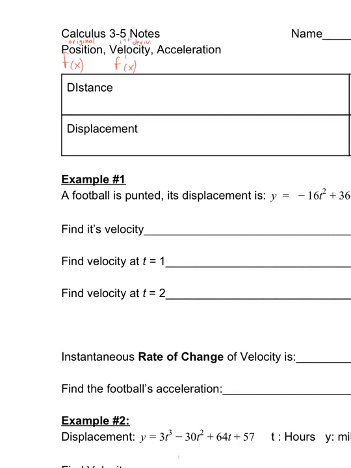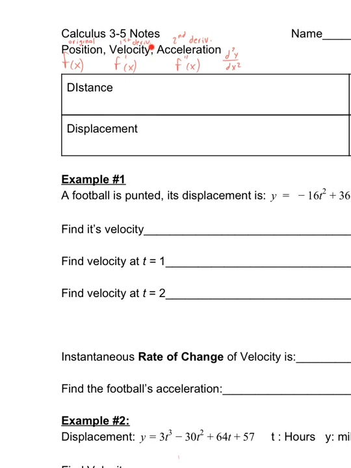And if we change our speed, the rate of change of speed, the rate of change of velocity, that is our acceleration. So that is our second derivative, and we notate that by f double prime of x. Or the Leibniz notation is d squared y over dx squared. So again, position refers to the original function, f of x.